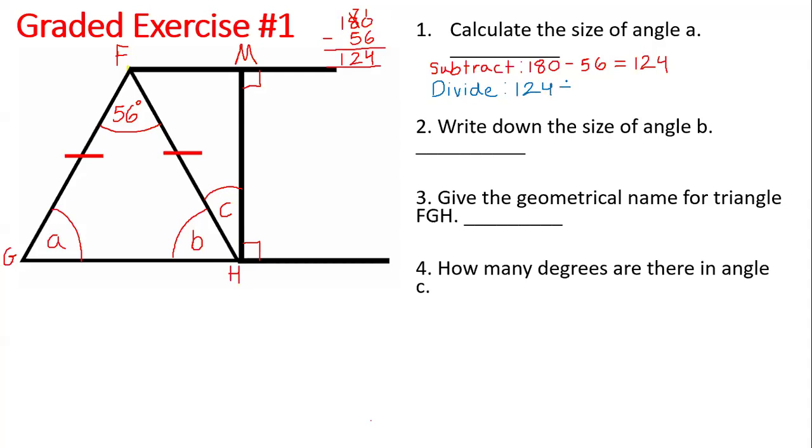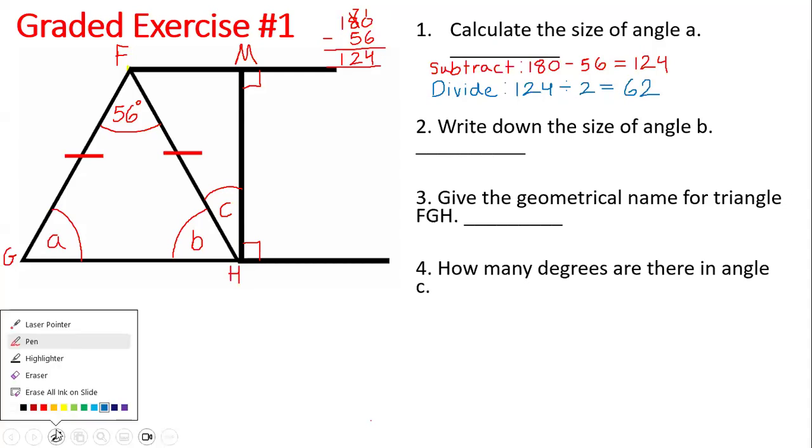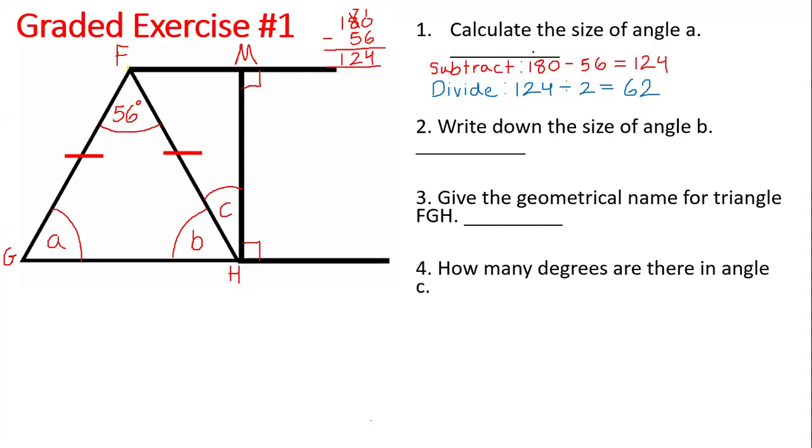And class, when we divide it, what did y'all get? I got 62. Okay, 62. So 124 divided by 2 is 62. I agree. So that means that A is 62. Anyone else got 62 for A? I did. Very good.